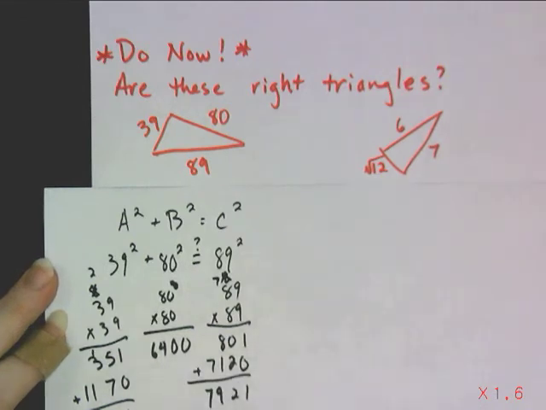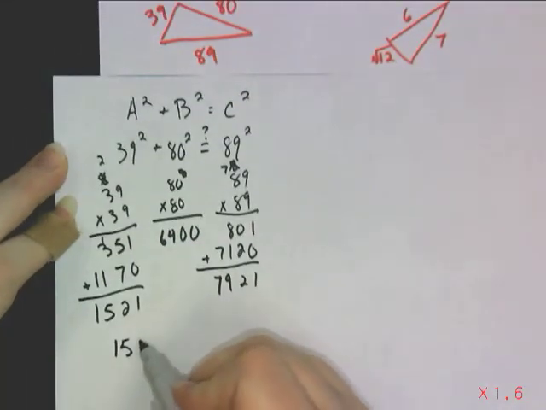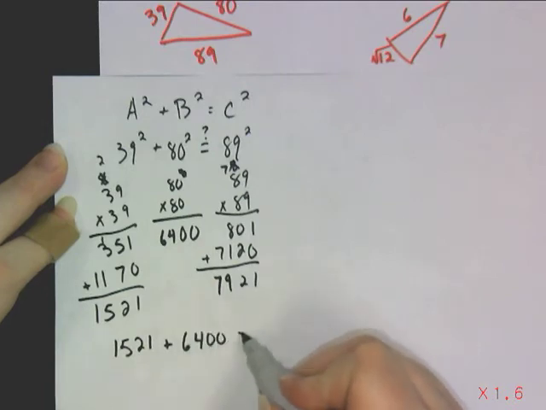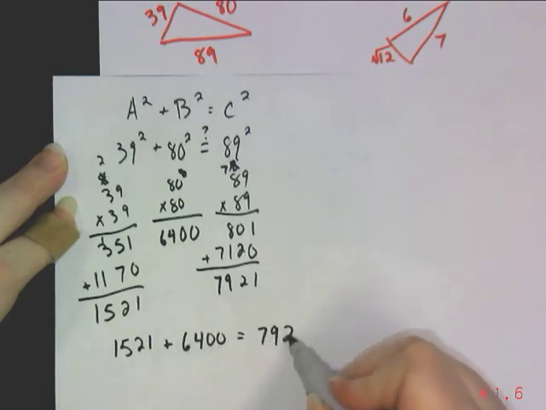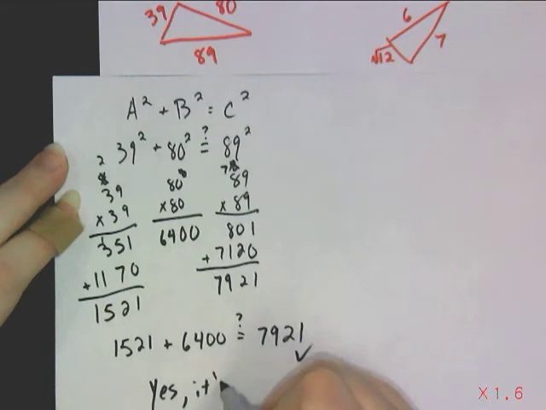So I need to find out, does 39 squared plus 80 squared equal 89 squared? Does that work out correctly? Yes, it does. So yes, it's a right triangle.